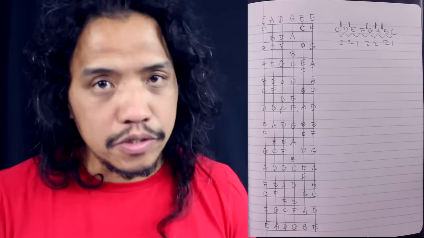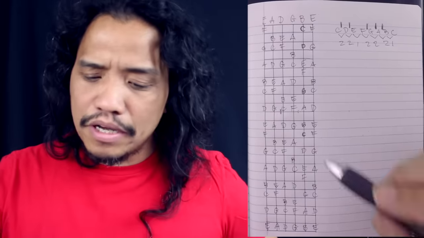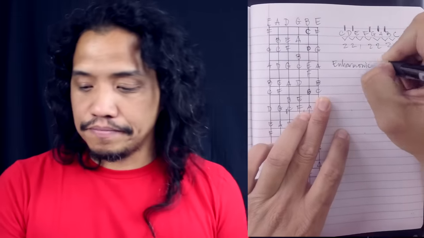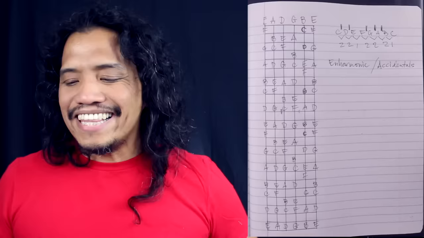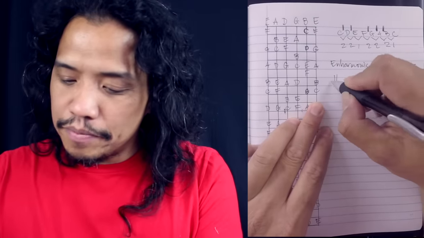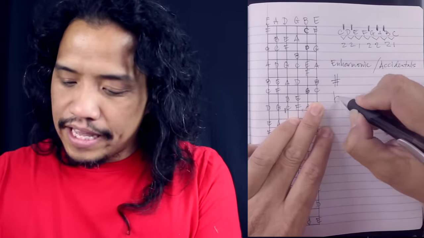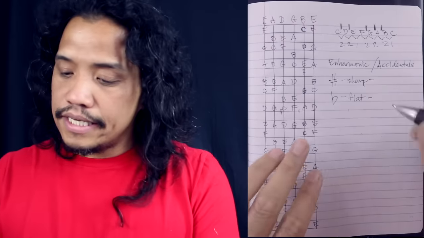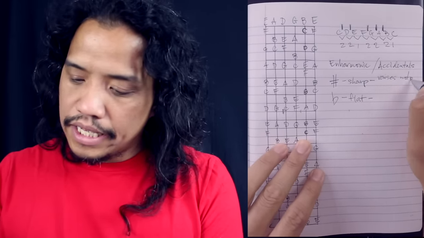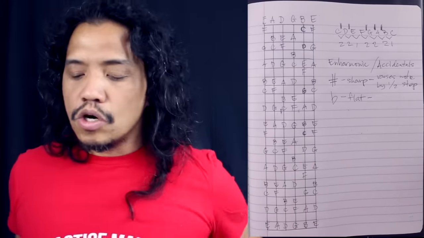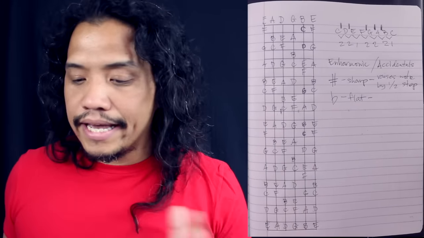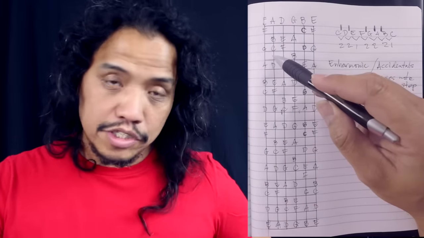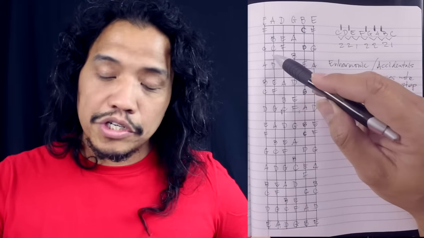So meaning all the natural notes, okay, unaltered. Now you might be asking, what about the spaces in between? So these are where the enharmonics or accidentals can be found. These are either the sharp, okay, or the flat. Now what a sharp does is it raises the note by a half step. Okay. So if you need to play, let's say, a C sharp, you locate the C, move up a half step, which is to the next fret along the string, and that is where your C sharp is.